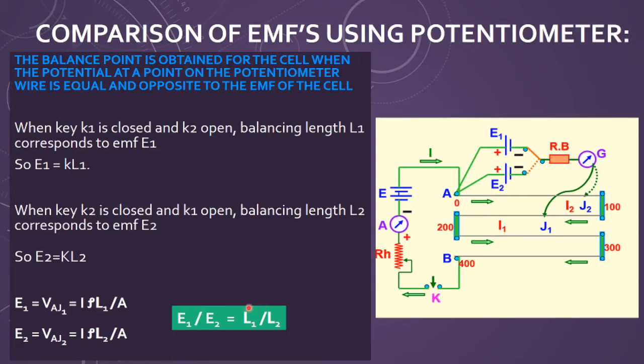Another method of writing the formula: E1, we have said, is equal to the potential drop across this AJ1 wire. So the potential drop across this wire will be equal to the current flowing through this wire, I, times resistivity and L1 divided by A, the area of cross section. Because we are allowing the same value of current, we are keeping the rheostat at a particular position for the first set of observations. So A we are keeping the same; we ask you not to rub the jockey against the wire, because we want to keep the area of cross section the same, as we said in the meter bridge. So all those precautions are there.